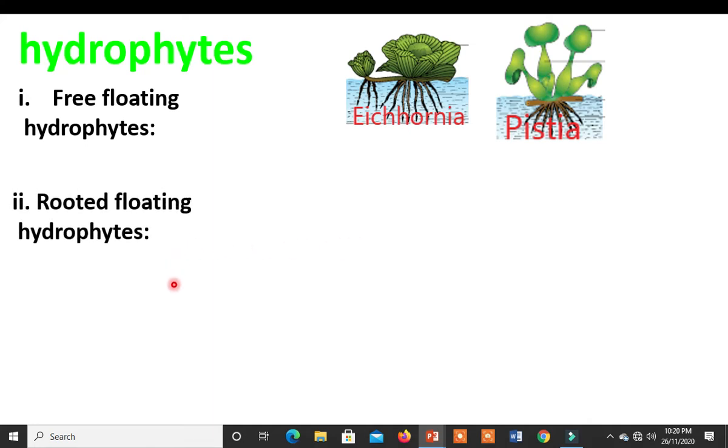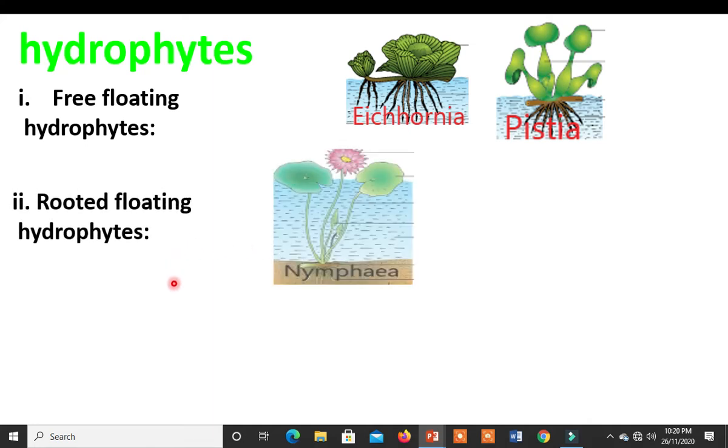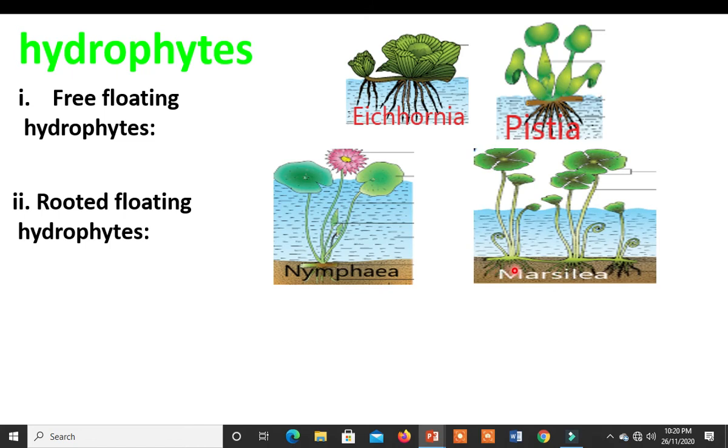Rooted floating hydrophytes. The roots have connection with the soil. The leaves and flowers float on the surface. Nymphaea and Marsilea are the examples for rooted floating hydrophytes. They are rooted plants, but the leaves and flowers float.